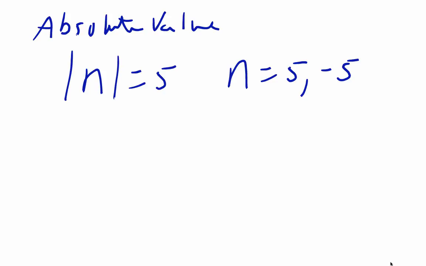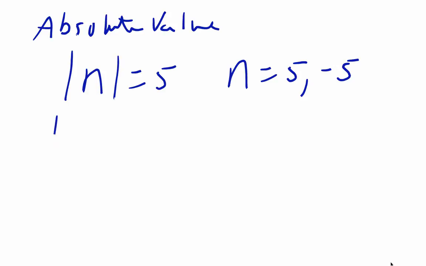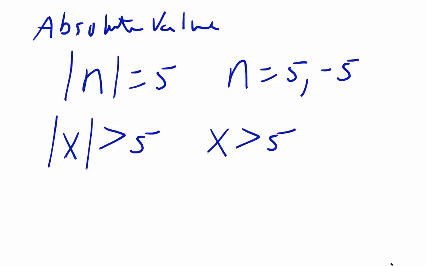So since we can have two answers for absolute value, because it's a distance from 0 either way, if we had the absolute value of x is greater than 5, so now we're going to get into our inequalities, that means that x is greater than 5, so we just drop the absolute value marks and write the equation over again. But it also can be x is less than negative 5, because we can also go the opposite direction, since absolute value means we can have two answers because it's a distance either way from 0.